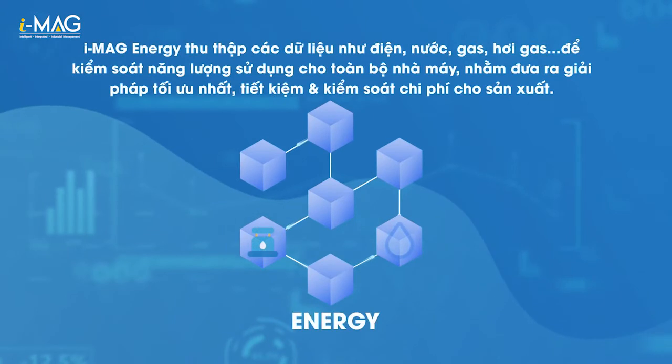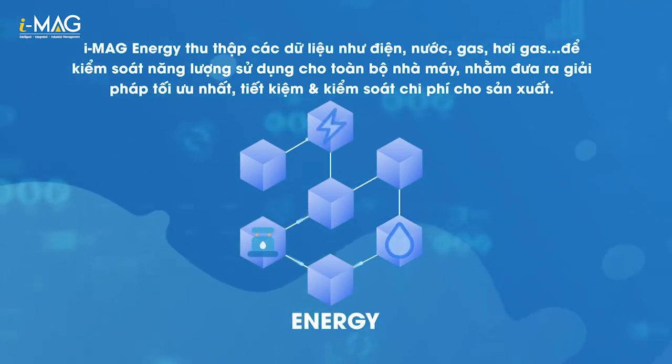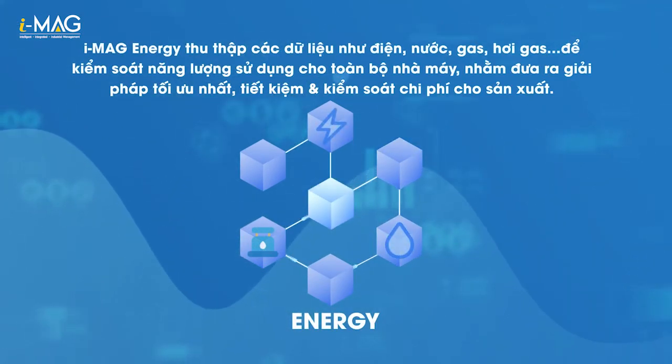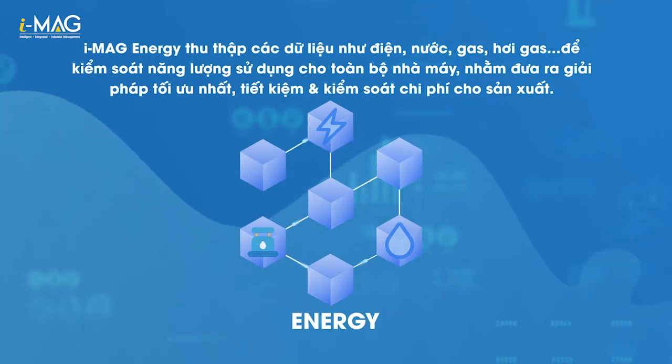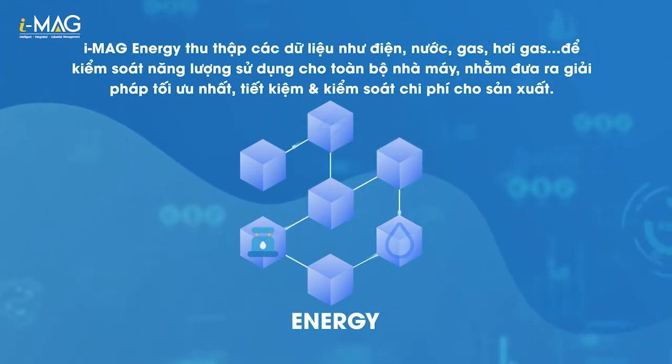iMag Energy collects data such as electricity, water, gas, etc. to control the energy used for the entire plant to offer the most optimal solution, saving and controlling costs for products export.